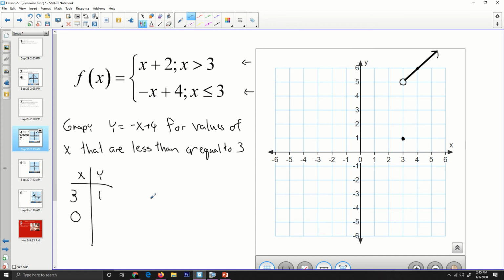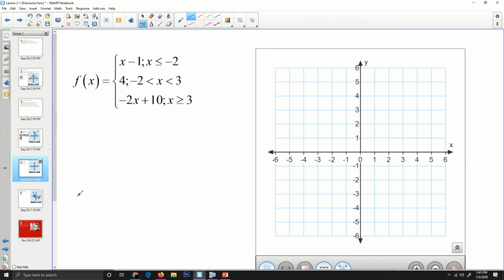I'm going to pick 0 because 0 is clearly less than 3, and because I can cheat and say that since this is a linear equation, negative x plus 4, when x equals 0, we're talking about the y-intercept, so it would be clearly 4. And I can plot that point right there, and then we'll just connect the dots. And that is my elementary example for a piecewise function.